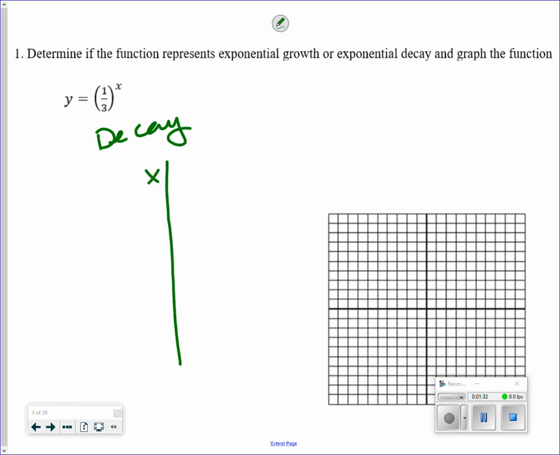for your XY chart. And again, a graphing calculator could help in this. So I'm going to do the same points again, and then I'm going to graph those points. So -2, 9, -1, 3, 0, 1. And then again, you're going to start getting smaller and smaller because it is decay. It will not cross the x-axis. And so that's graphing an exponential curve.